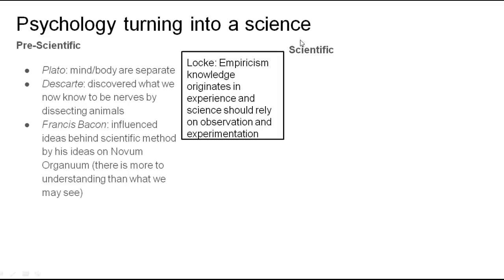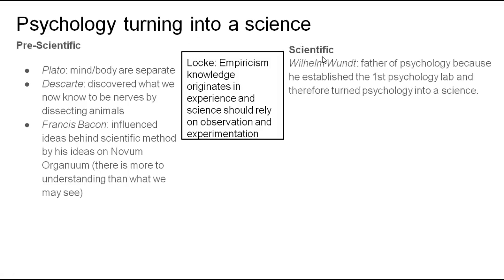And that moved us right into the scientific study of psychology with Wilhelm Wundt. He was known as the father of psychology because he was the one that established the first psychological lab and therefore turned psychology into a science. So instead of just observing or just talking about behaviors, he really tested it out to get a better understanding of psychology.